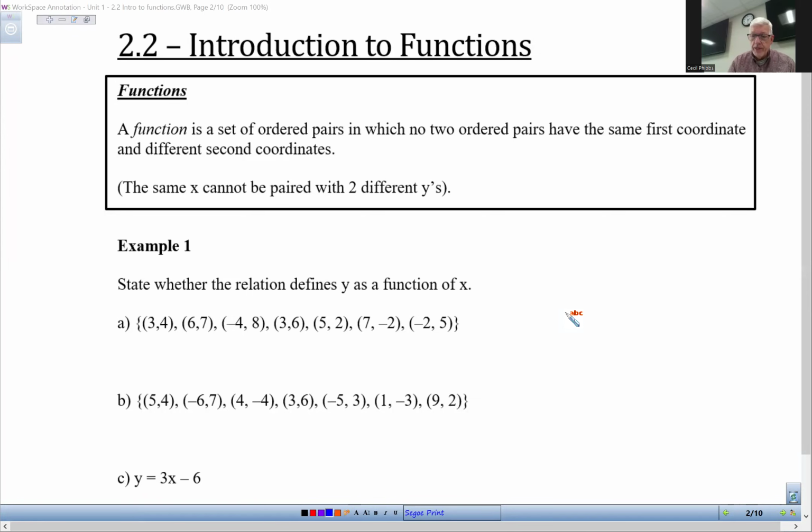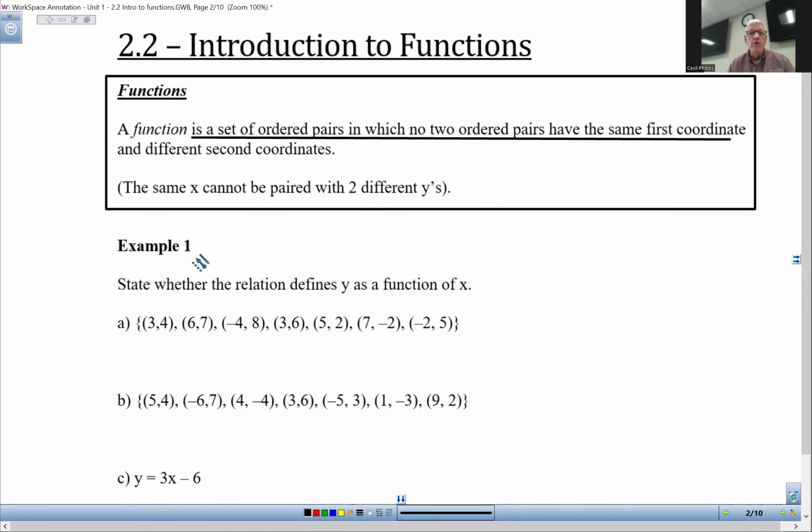Okay, so functions. What is a function? Well, a function is a set of ordered pairs, and in that set, no two pairs have the same first coordinate with different second coordinates. A very easy way to think of this is the same x cannot be paired with two different y values. So if we have, for instance, 4 as our x value, 4 can only be paired with one y value. So the first thing you're going to do to determine whether something is a function is look at the points they're giving you in your ordered pairs.